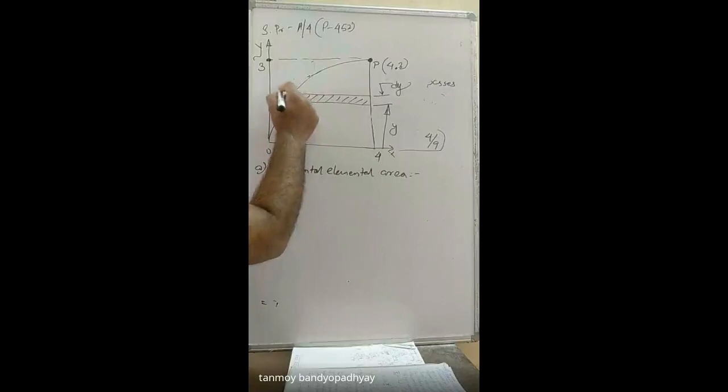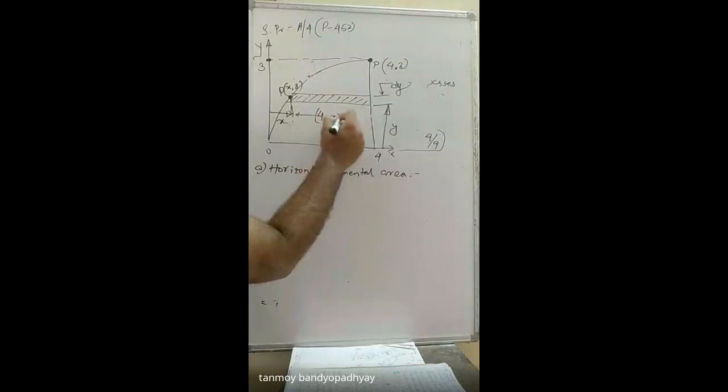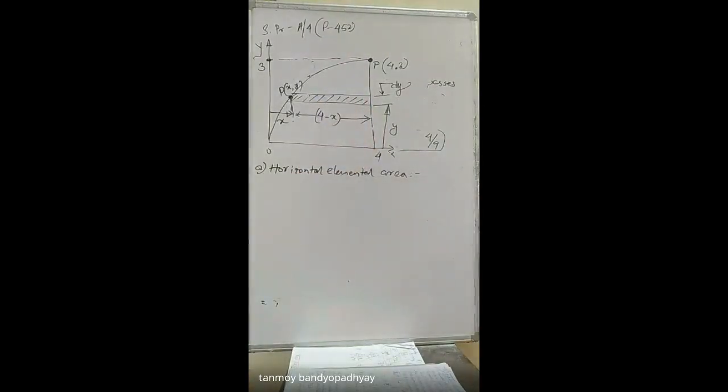So let us take a point P here having coordinates x comma y. So this distance will be small x, and this total length is 4. So this distance will be 4 minus x. Okay? So now let us consider a point P x comma y.